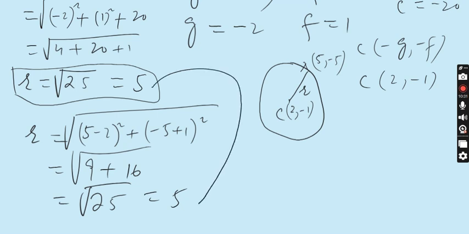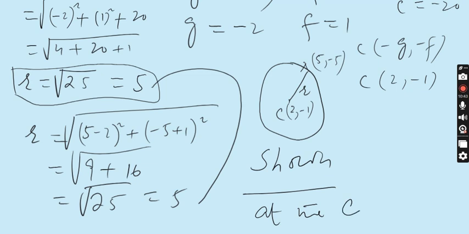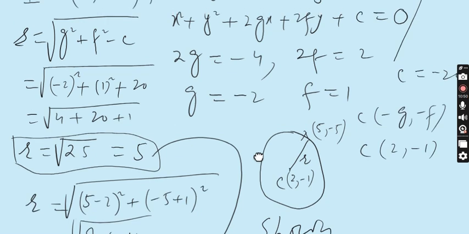See this, our radius is 5 and the distance is also 5, hence it is shown that the point is at the circle, or you can say at the circumference of the circle. Move to next part.